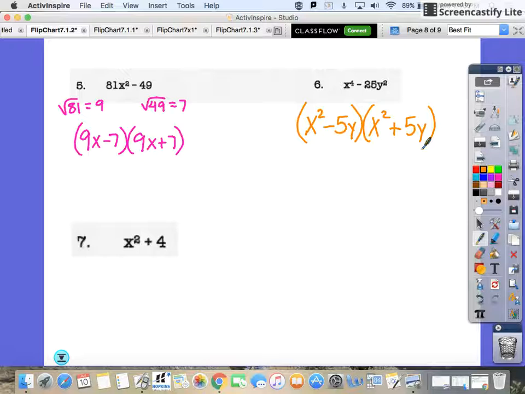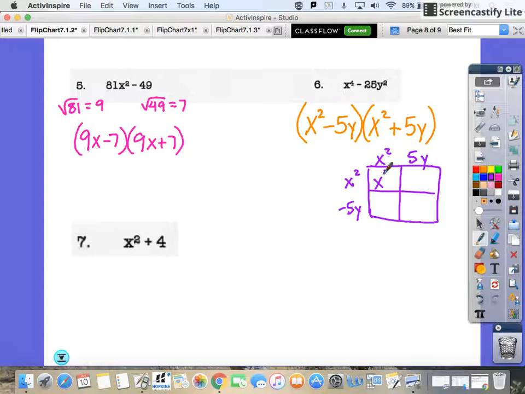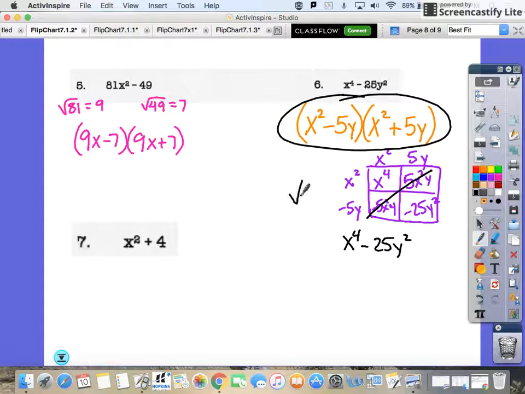You guys can always put it back into a box and make sure that you're actually correct. If you put it back into the box, you'd get x to the 4th, 5x squared y, negative 5x squared y, and then negative 25y squared. You'll notice these two offset each other, so they're gone. And we get back to the original, x to the 4th minus 25y squared. So you know that you're correct. Okay, this is just to check your work.